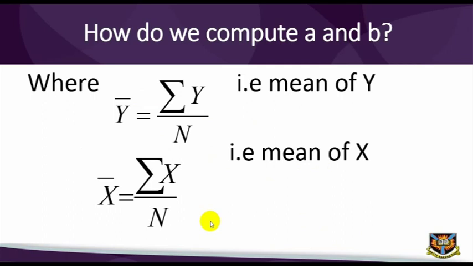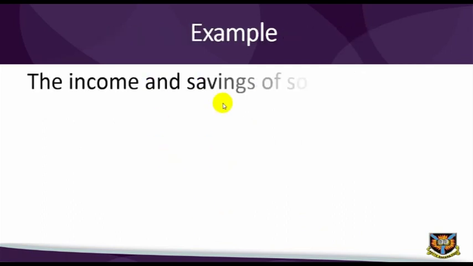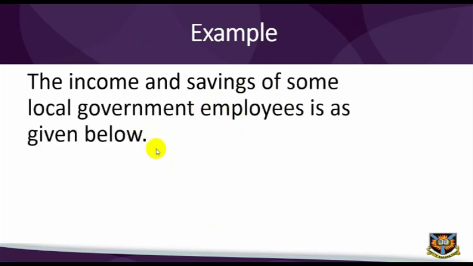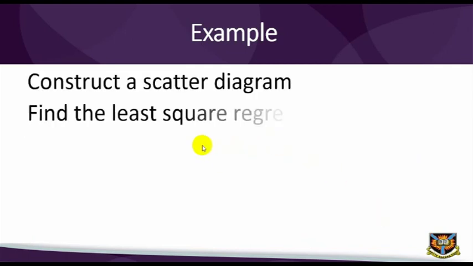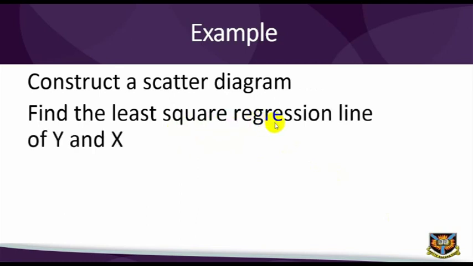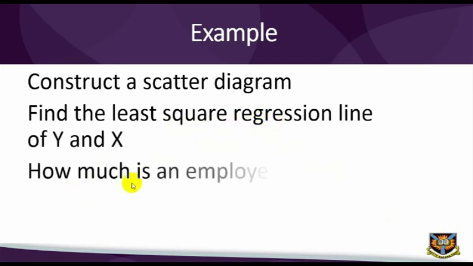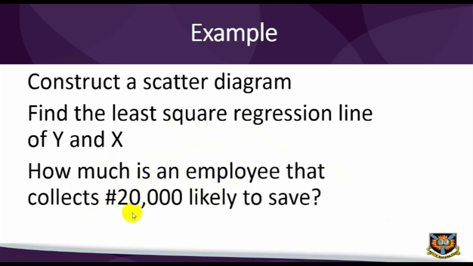Example 19.1. The income and savings of some local government employees is as given below. Income x: 7, 5, 10, 15, 13, 14, 8, 11. Savings y: 1, 1, 4, 6, 5, 4, 2, 4. A. Construct a scatter diagram. B. Find the least square regression line of y on x. C. How much is an employee that collects 20,000 naira likely to save?